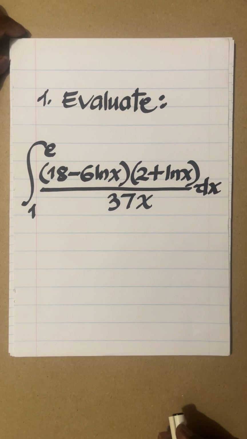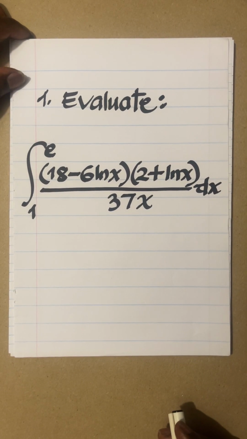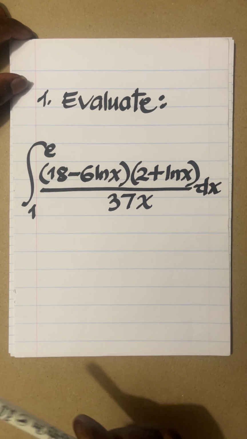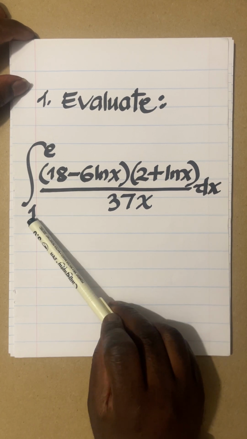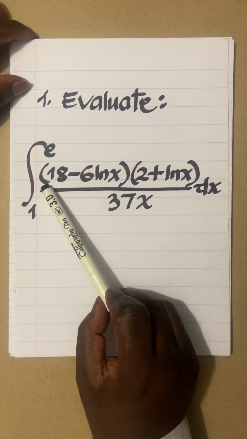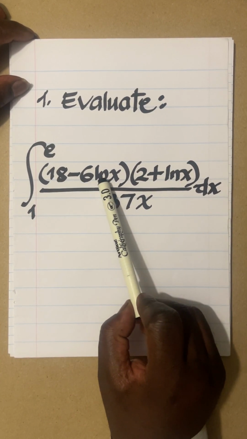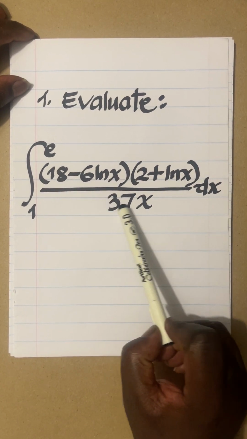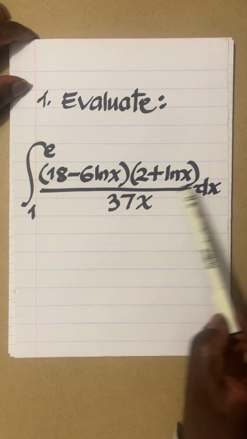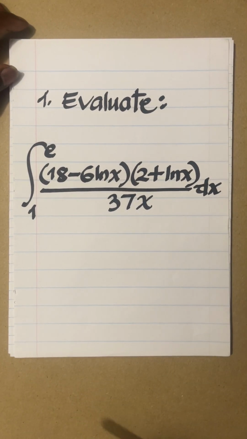Hello everyone, welcome to another video on integration, and in this video I would like to talk about the integration of definite integrals. So our first integral is the integral from 1 up to e of (18 minus 6 natural log of x)(2 plus natural log of x) all over 37x dx. So we're supposed to evaluate this integral.